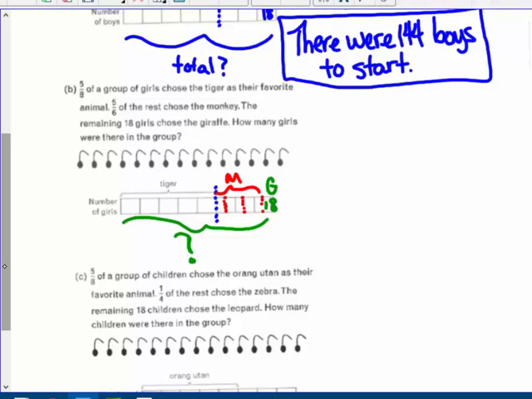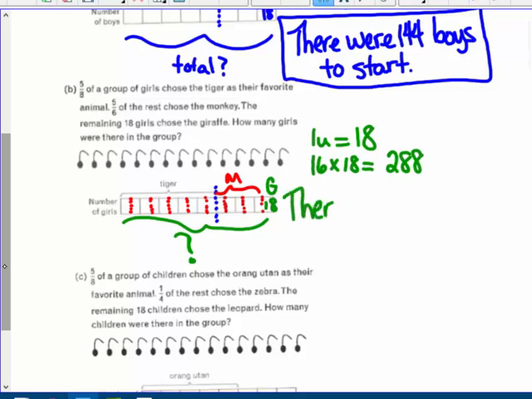But if I continue to find all the half pieces, which you kind of should do, how many halves do we have in 8? Well, 8 divided in half would be 8 times 2, which would be 16. So 1 unit was 18 people choosing the giraffe. So 16 units would be 16 times 18, which would give me 288. How many girls are in the group? There are 288 girls in the group.